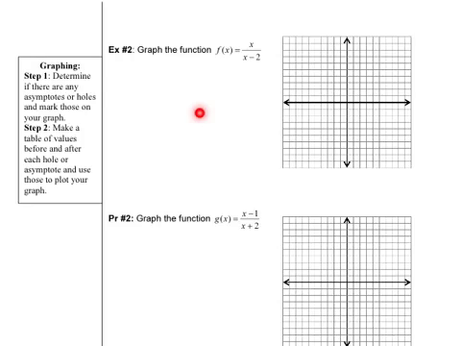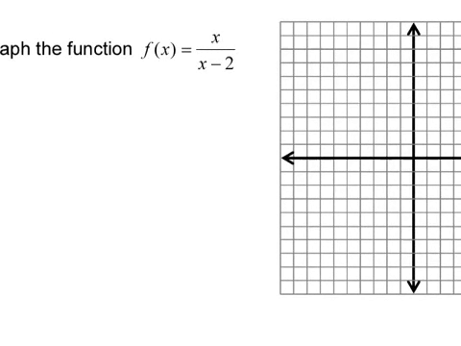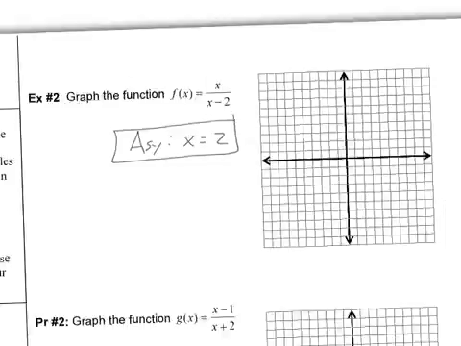So let's figure out, are there any asymptotes or holes in this one? Well, does anything cancel? Nothing cancels here, so there's no holes, but there is an asymptote when x equals 2, right? Because if I plug in a 2 here, the whole denominator is going to equal 0, so that's when the whole thing breaks down. So we know we have an asymptote at x equals 2.